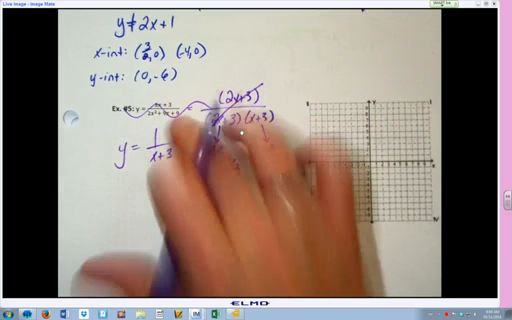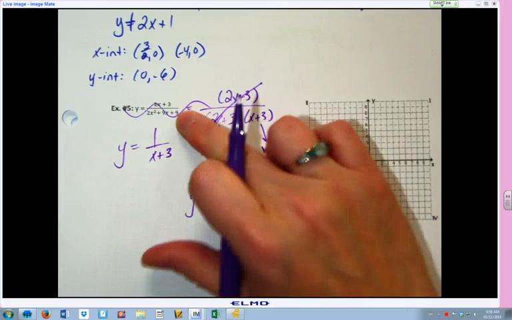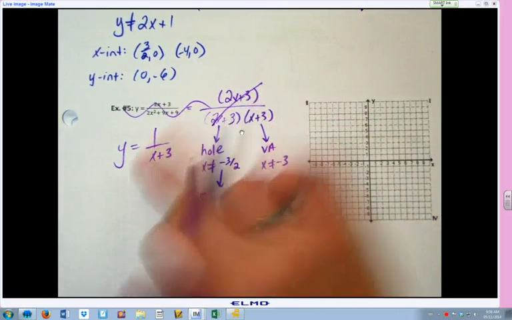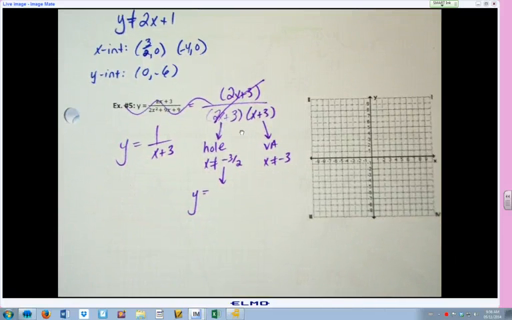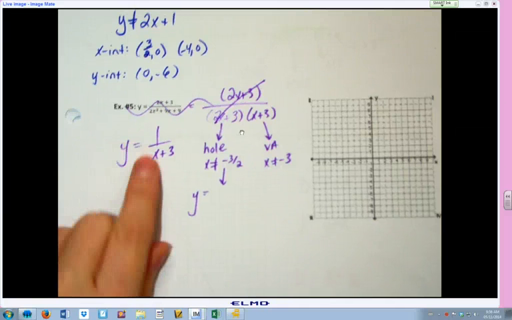Back to the original? And what happens is when you put this into here, you're going to get 0 on the bottom. Right? That's why we have to go to this one. How do we find the y value of the hole? Substitute into here.